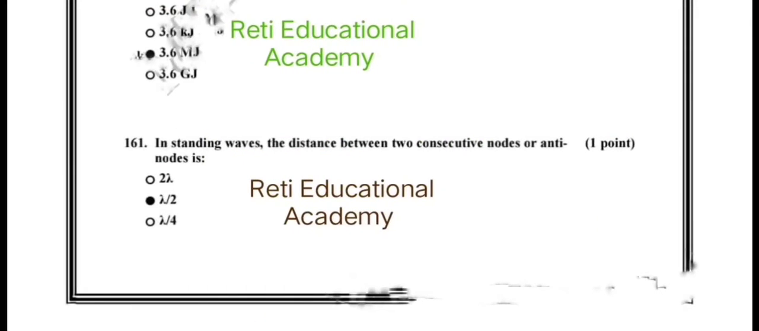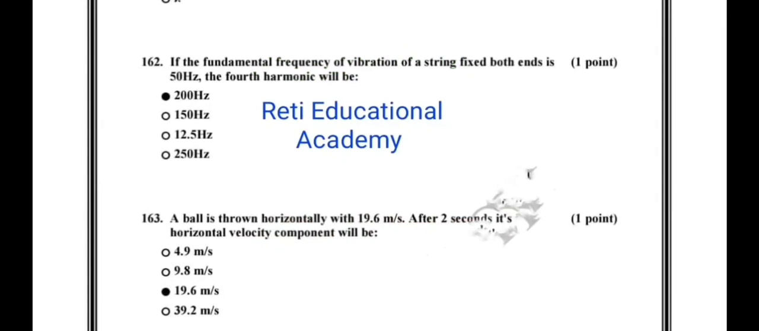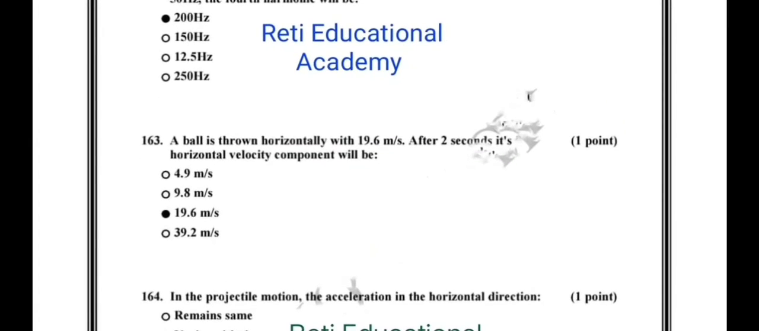Question number 161. In standing waves, the distance between two consecutive nodes or antinodes is 2. And the correct option is B. Question number 162. If the fundamental frequency of vibration of a string fixed at both ends is 50 Hz, the fourth harmonic will be 200 Hz. A is the correct option.